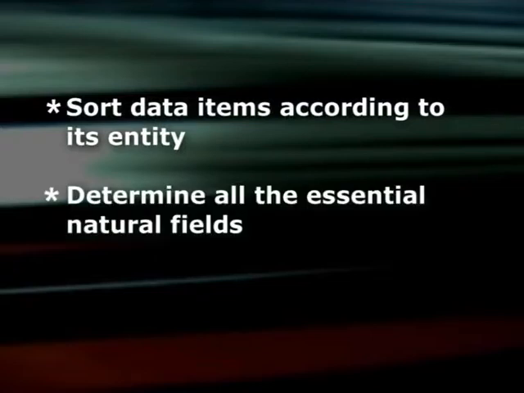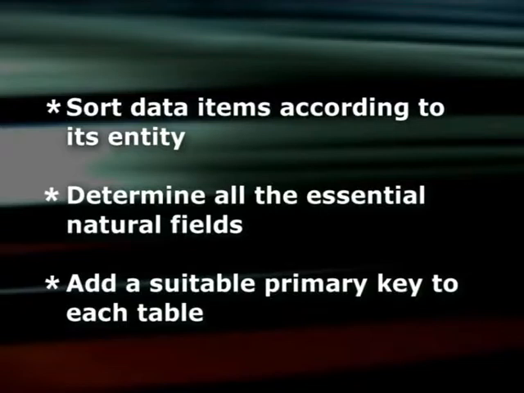Once you have all the facts, you must first design the separate tables. Sort data items according to the entities they belong to. In other words, put the fields into the correct tables. Then determine all the essential natural fields. This is about adding fields you may have forgotten and removing fields you don't need. Then you add a suitable primary key to each table. To summarize, sort data items according to its entity. Determine all the essential natural fields. Then add a suitable primary key to each table.